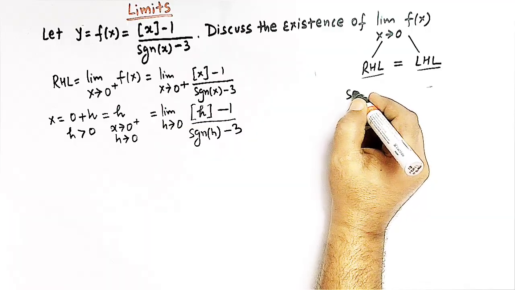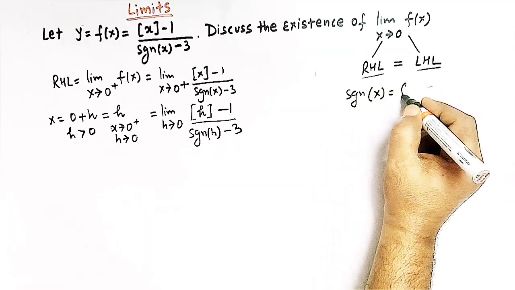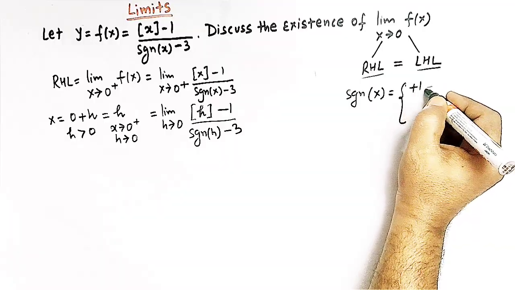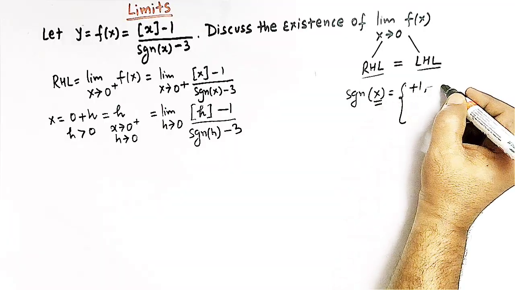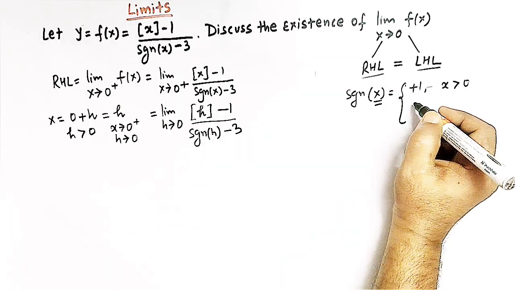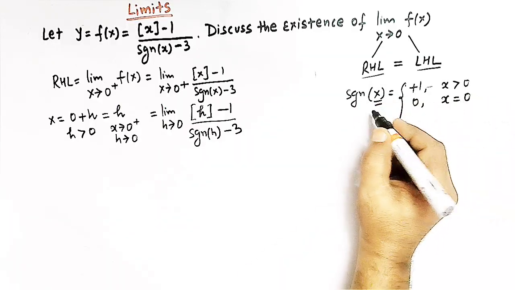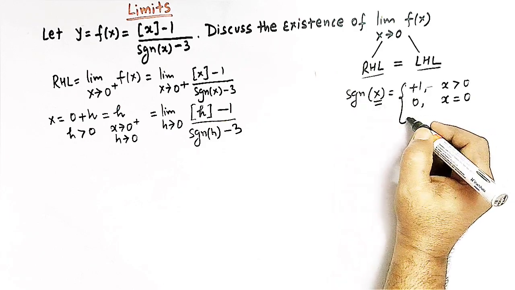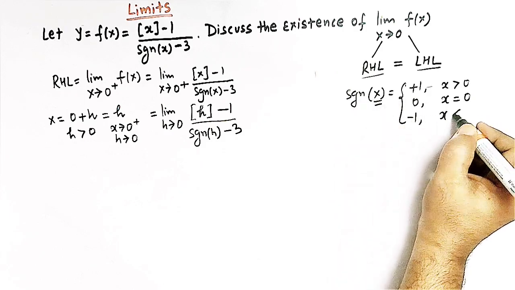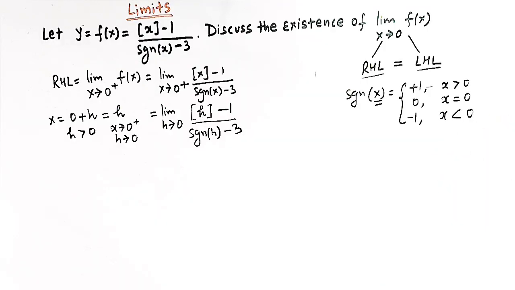So now let us apply the definitions of greatest integer function and signum function, right? Now see, signum function is defined like this: signum of x is equal to positive 1 whenever x is a positive quantity, that is x is greater than 0, and signum of x is equal to 0 when x is equal to 0, and signum of x is equal to minus 1 whenever x is a negative quantity, that is x is less than 0, right?